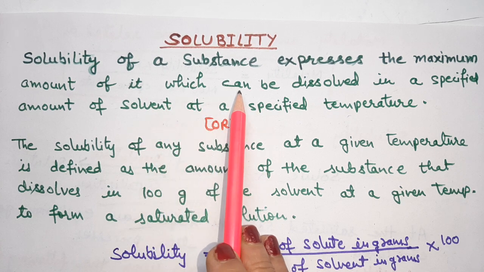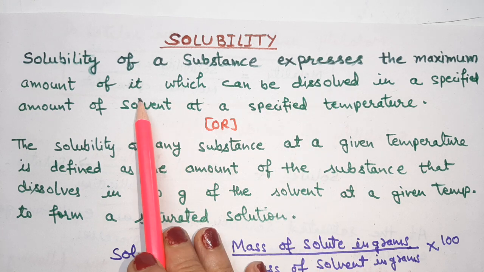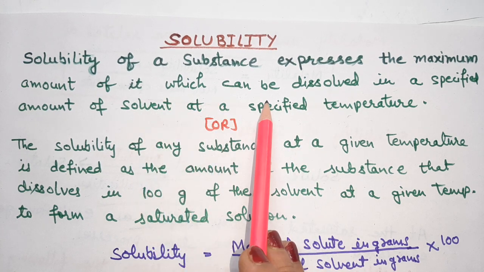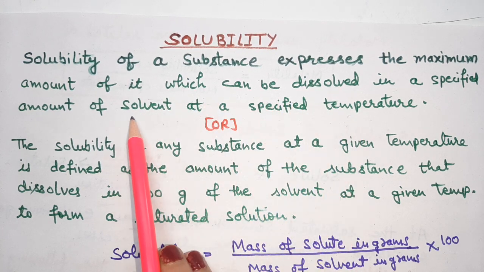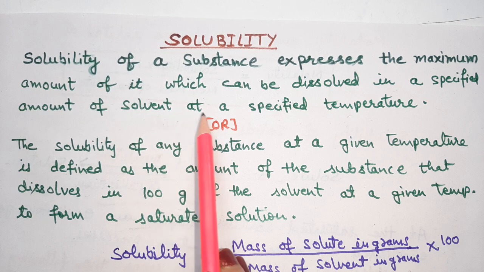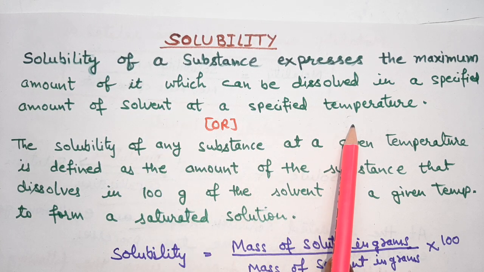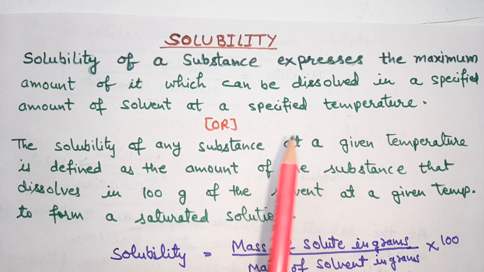So the solubility of a substance is the maximum amount of any solute which can be dissolved in a specified amount of a solvent at a specified temperature. So that is the solubility.